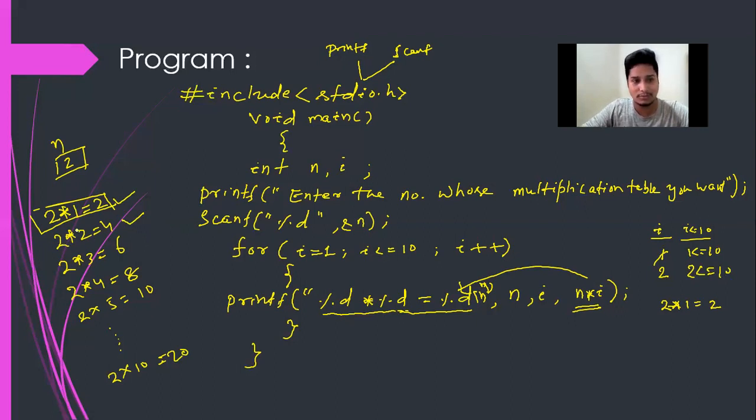Value of n is 2, and value of i is 2. 2 * 2 equal to 4. So again, the value of i will be incremented and it will be 3. So 3 less than or equal to 10. This will be correct because 3 is always less than 10. So 2 * 3 equal to 6.